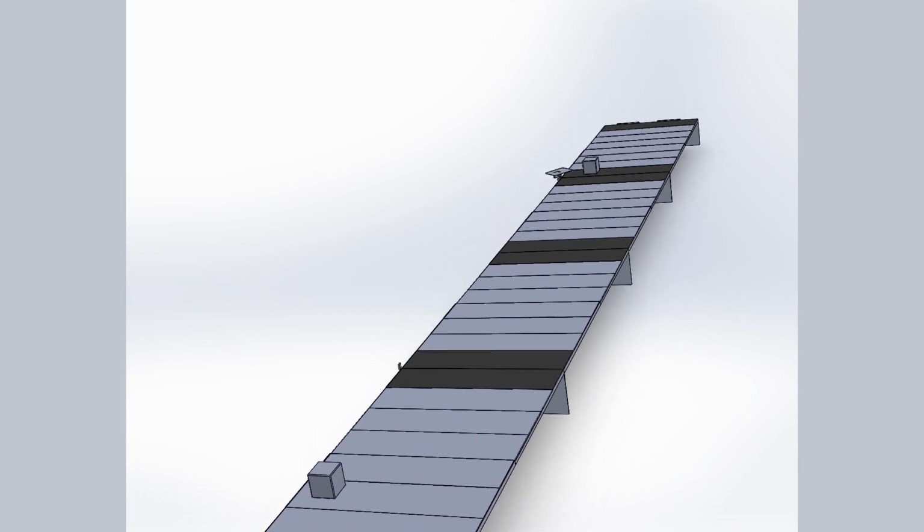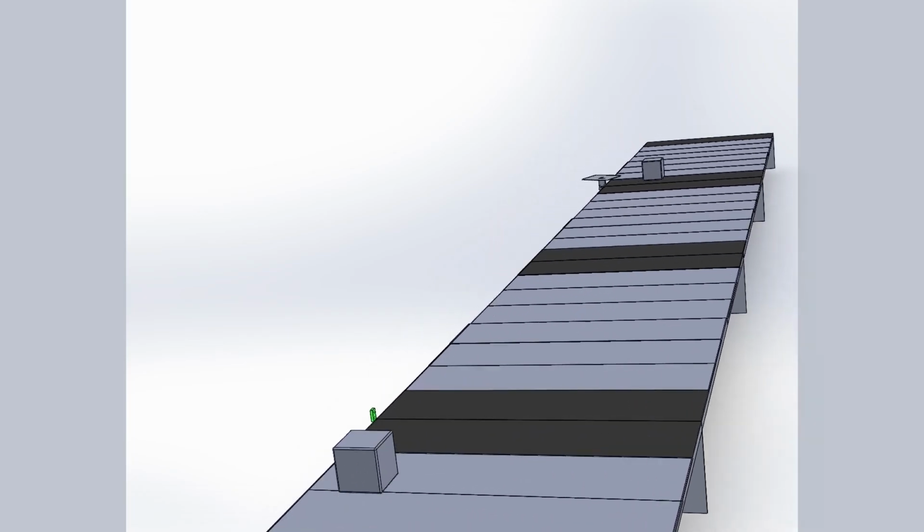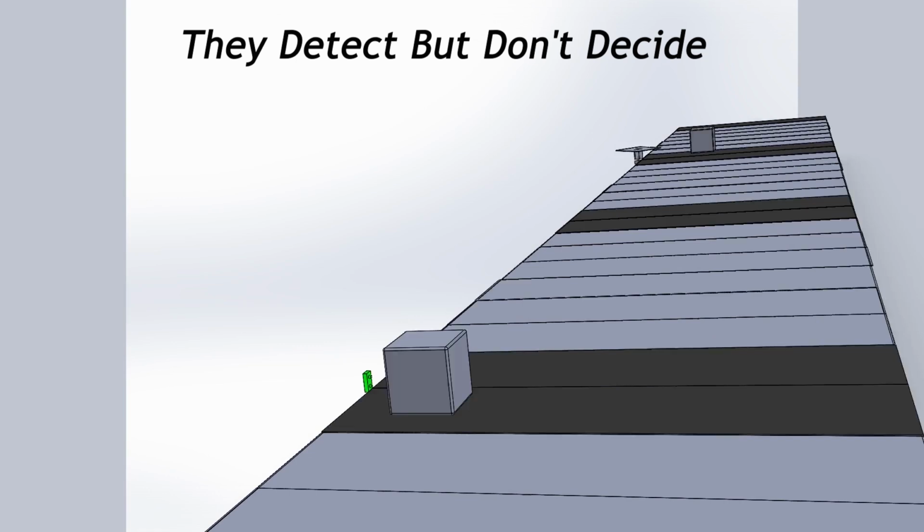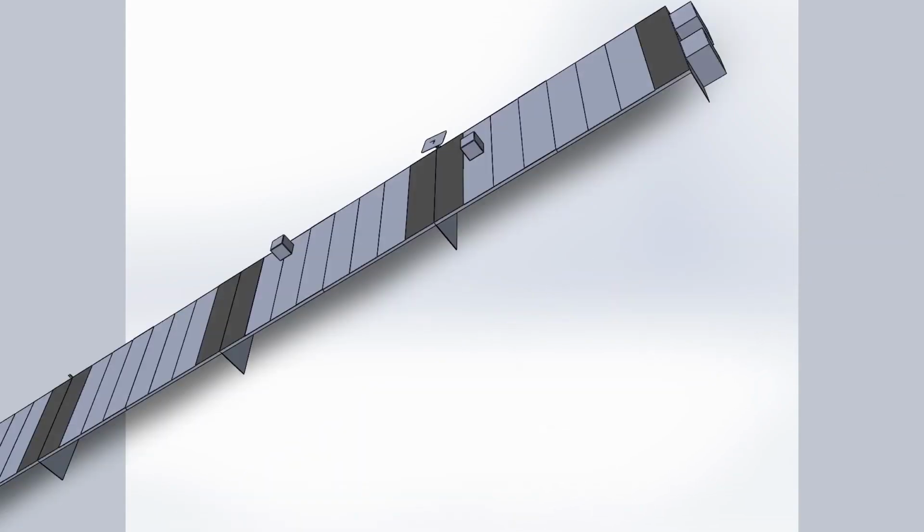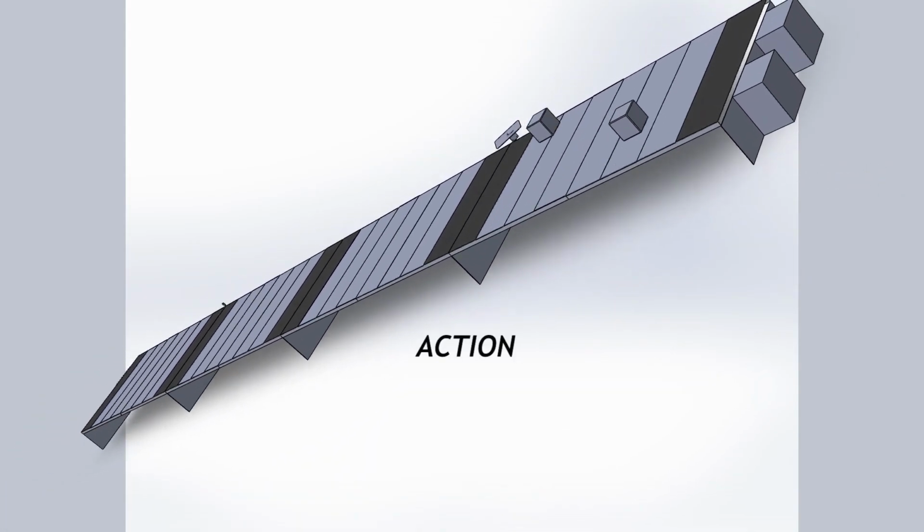In our conveyor system, the sensor does not make decisions, but only provides information by detecting what is happening in the physical world. The control system evaluates that information. This decision layer determines the correct response. And finally, the diverter carries out the decision physically.